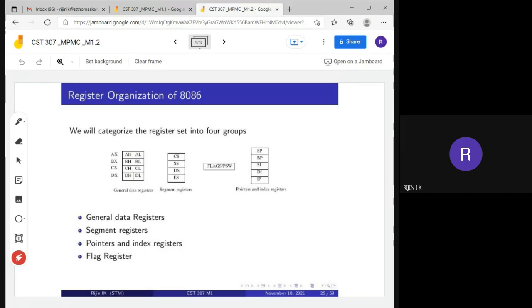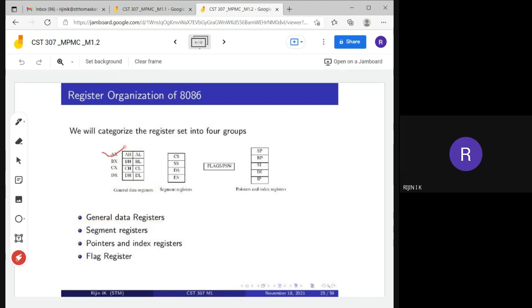Register organization of 8086. Generally we can classify the registers into two categories: general purpose registers and special function registers, or special purpose registers. Here in the 8086 microprocessor, we categorize the registers into mainly 4 groups. The first is general purpose registers, or we can call them general data registers.